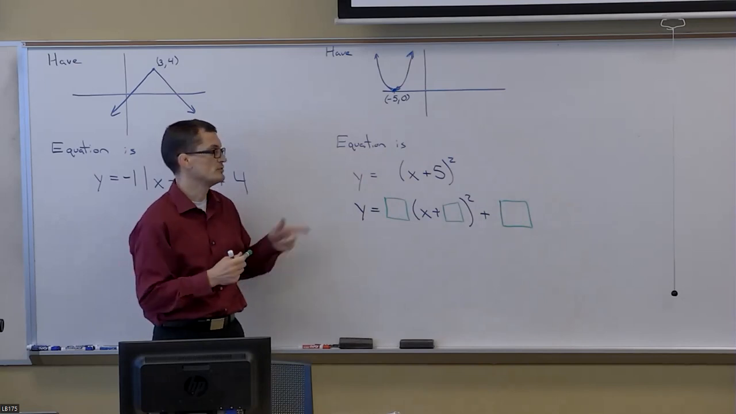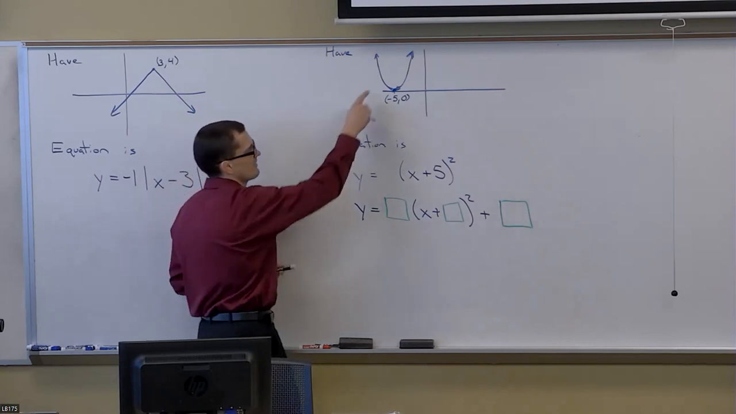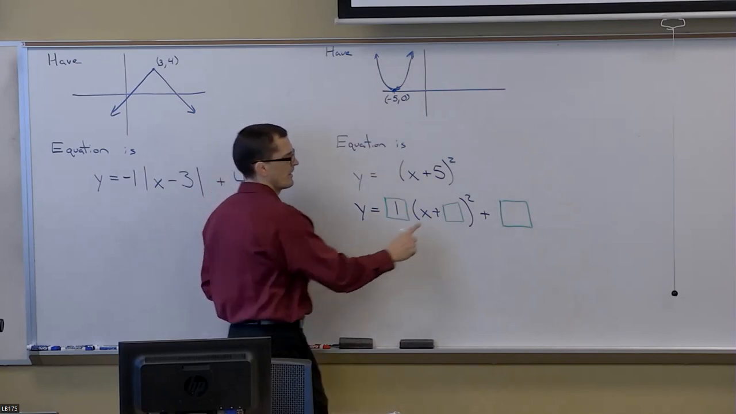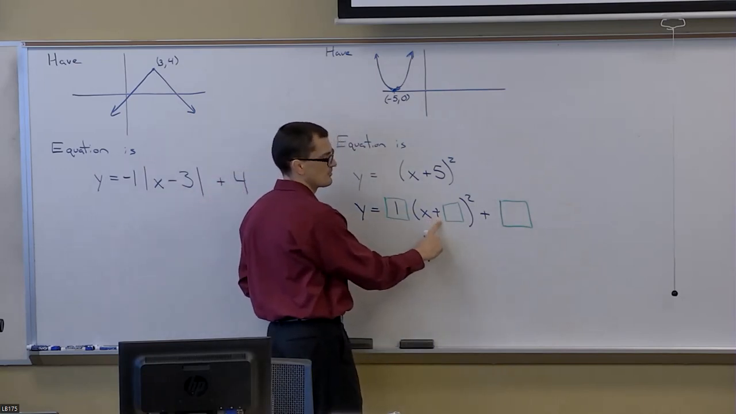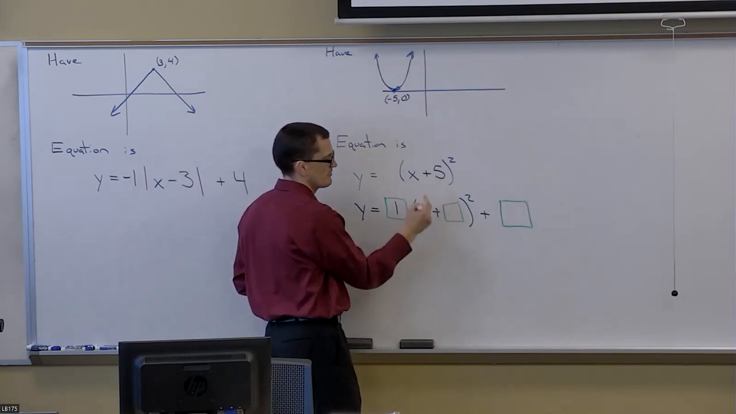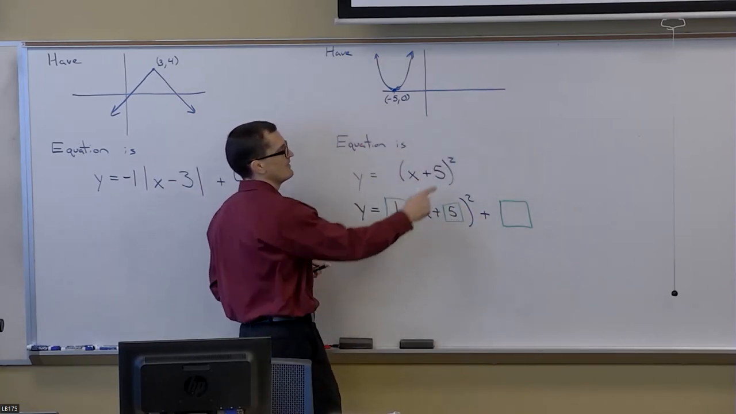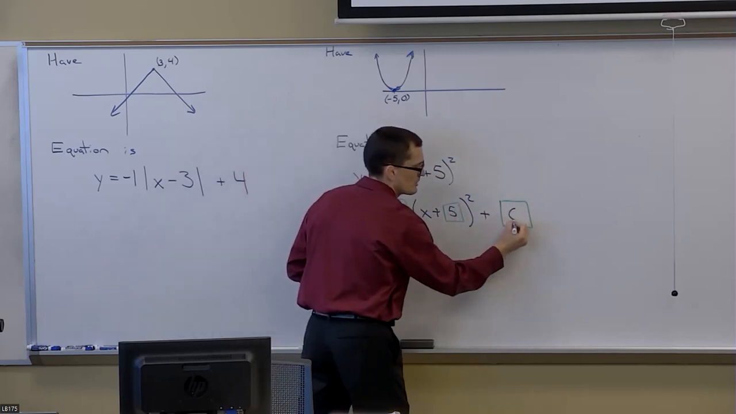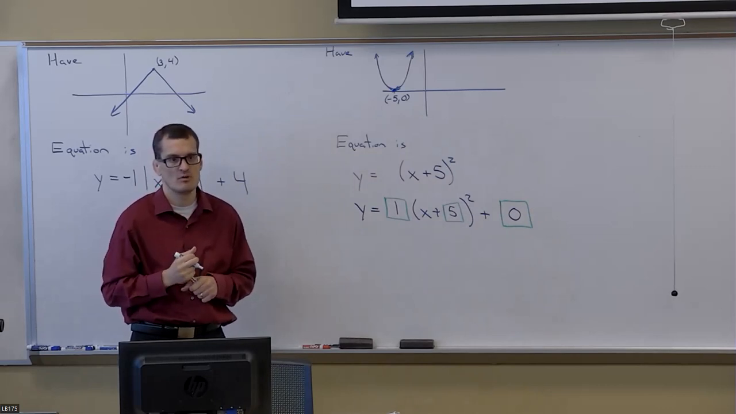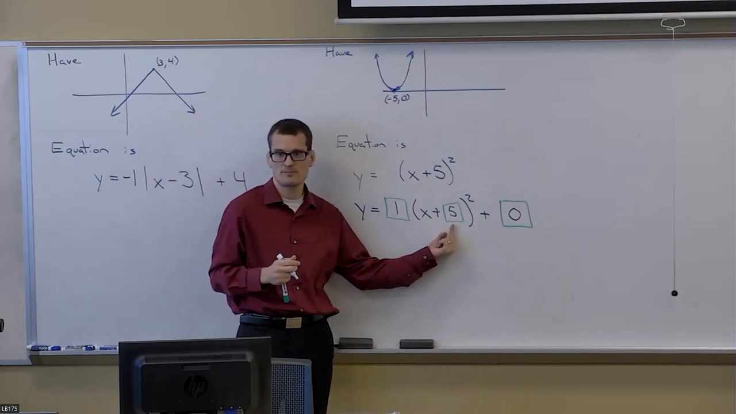So if Moodle gives you this and you have to fill in the boxes, you'd say there's no stretch, so we'll put a 1 in there. Be very careful about this plus versus minus. This is going to be a +5 because it's a shift to the left. And then since there's no vertical shift, you put in a 0 there. So if there's no shift in the vertical direction, or if there were no shift in the horizontal direction, you'd put a 0 in there. That makes sense.